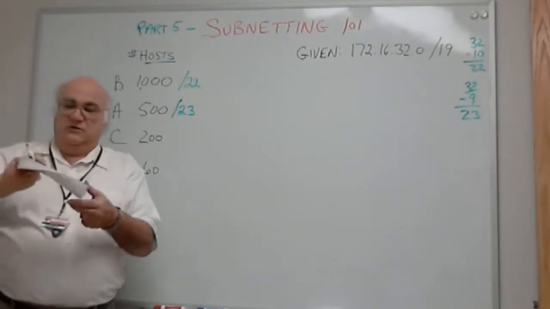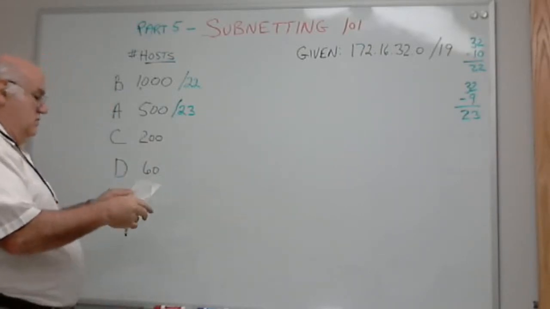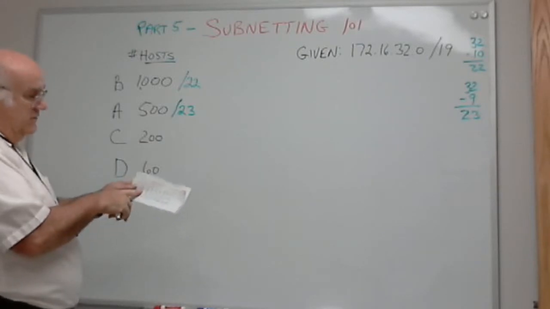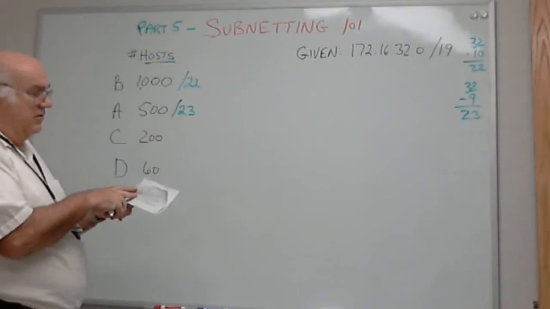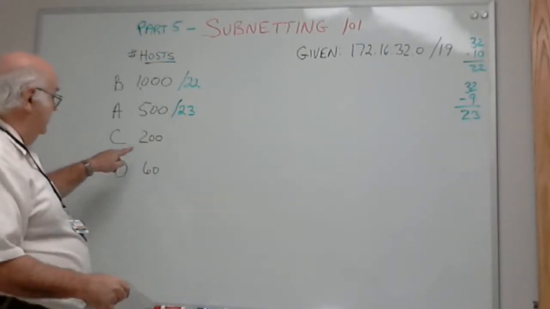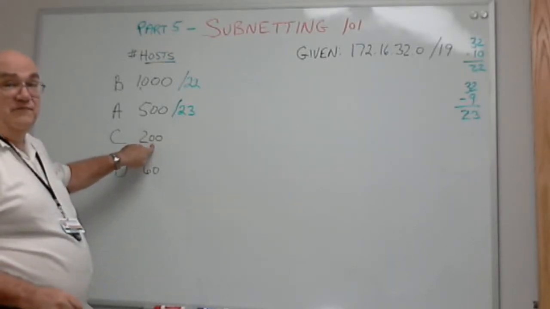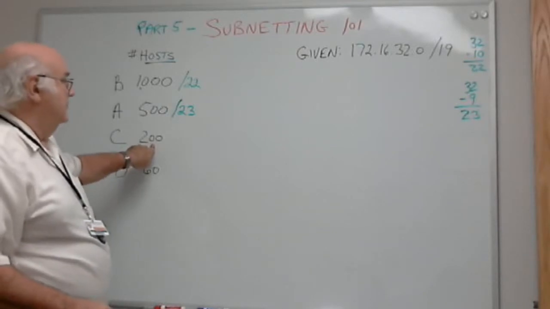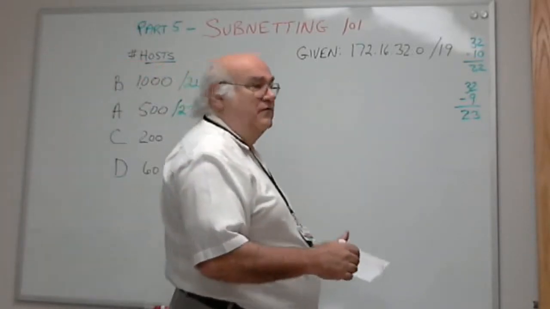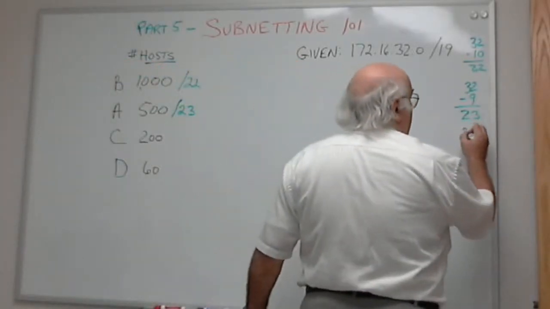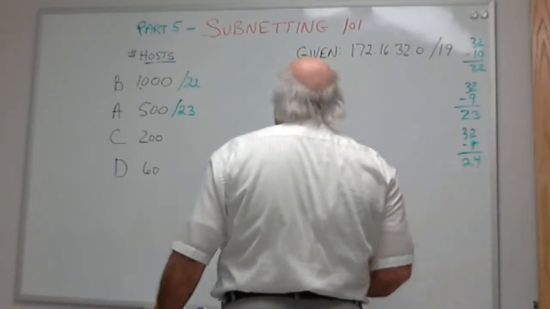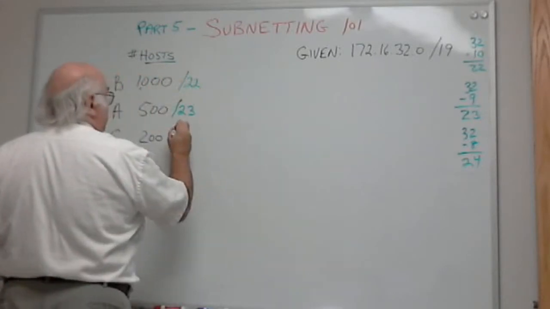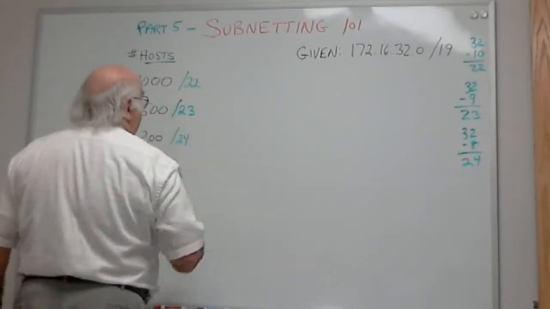Now here you can get back to your little chart and come across, no you can't. You can get to 128, 2 to the 7th power. 2 to the 8th power would be 256. Okay? So that falls within that. So that's 8 bits for my hosts. 32 minus 8, 24. I need 24 bits for my network.